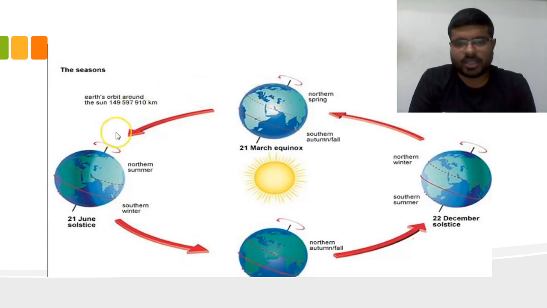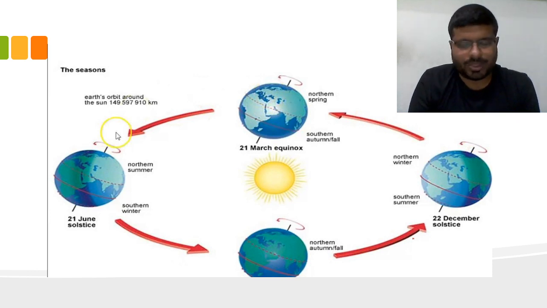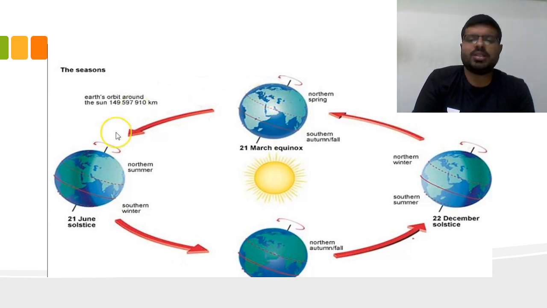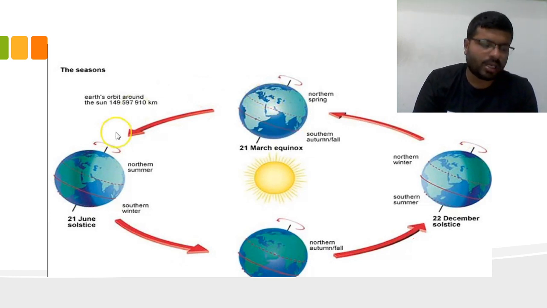Equinox is nothing but an equal amount of day and night across the globe. What is solstice? Solstice is nothing but where the length of the day or night will be the maximum in a year. The day which is the most maximum is called a solstice day. Either the day will be maximum or the night will be maximum, or else the opposite will be the minimum. So this is what we call equinoxes and solstices.